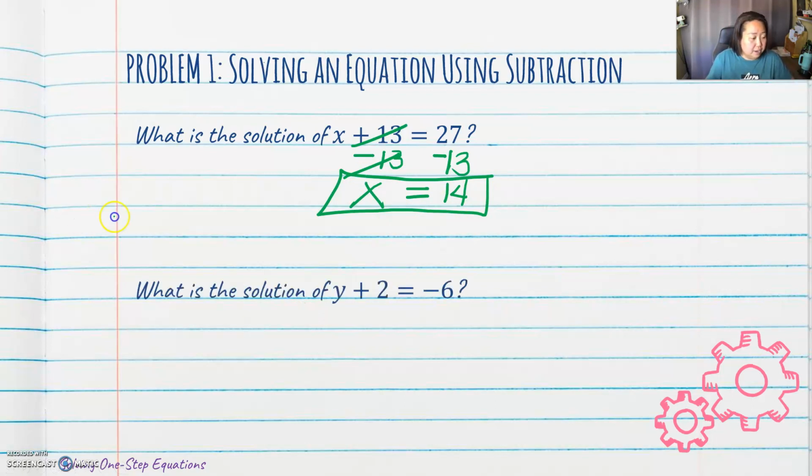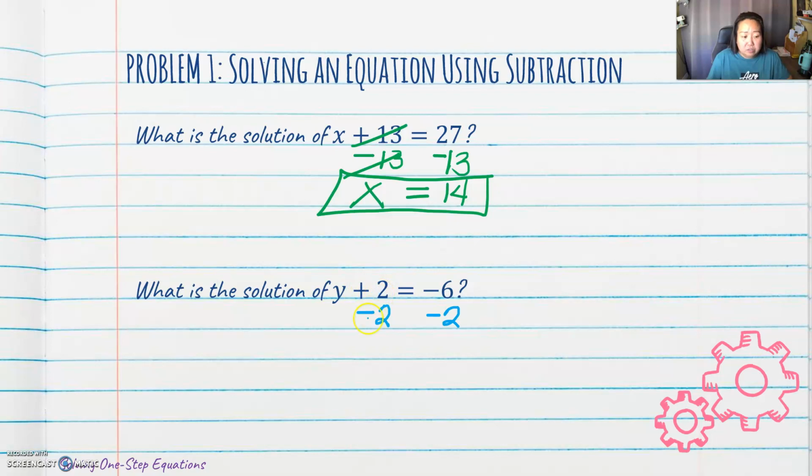Let's have this next example. So we have y plus 2 is equal to negative 6. And identifying the variable, that will be y. And as you can see, y goes together with a plus 2. So we need to remove the plus 2. How do we do that? The opposite of plus 2 is going to be minus 2. And because we subtracted 2 on the left side, we also have to subtract 2 on the right side.